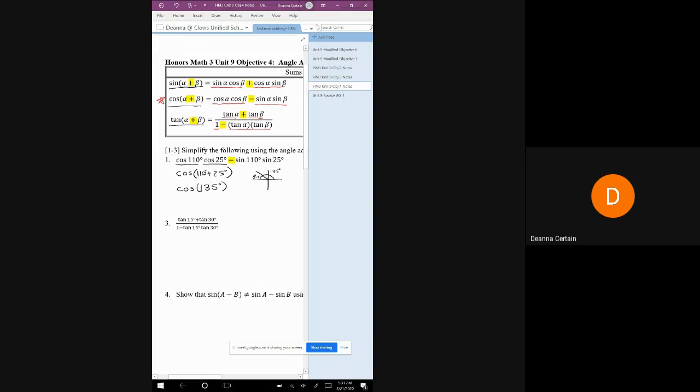Well, cosine in the second quadrant is negative. And then 45 degrees, our reference angle here, has a cosine of root 2 over 2. Okay?